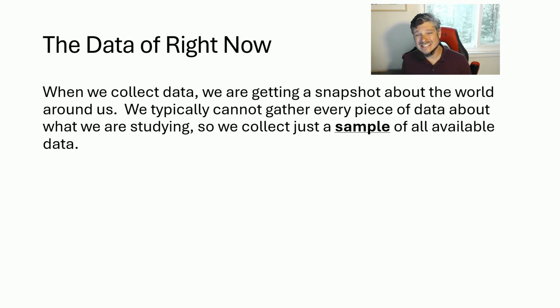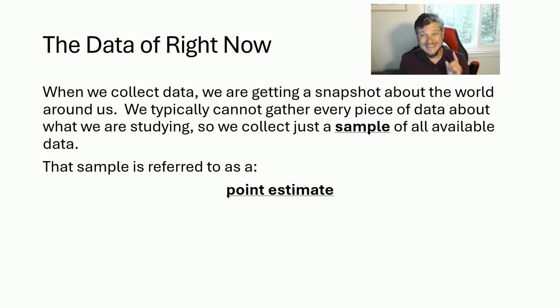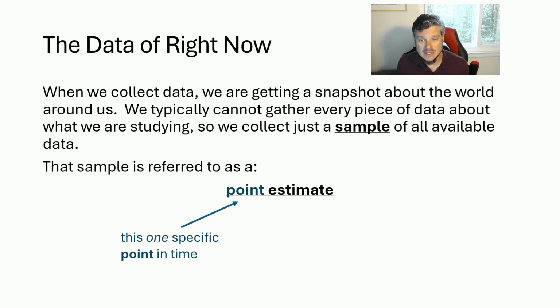Because when we collect data, we're trying to get a snapshot about the world around us right now. And typically when I try to collect that data, I can't gather every single piece of data about whatever it is we're studying. That's just not really feasible, so we collect just a small sample of all that available data. This sample is referred to as our point estimate.